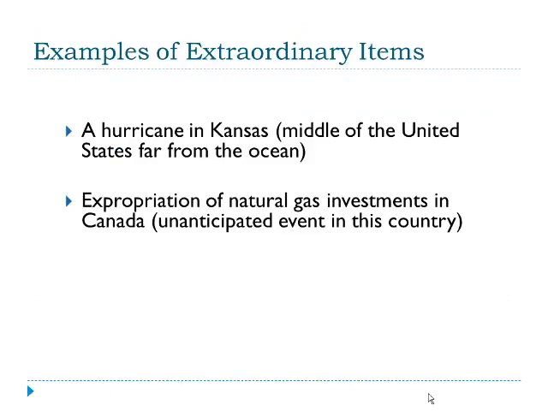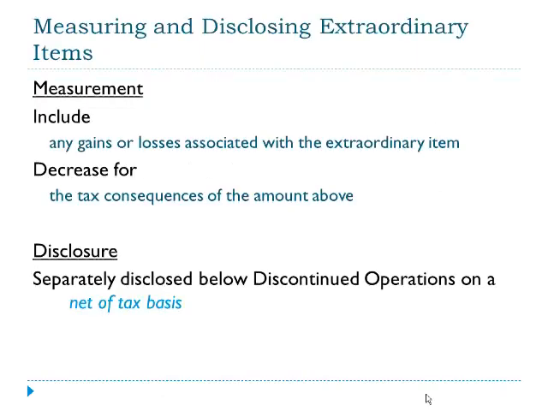Examples of extraordinary items would include a hurricane in Kansas, in the middle of the United States, far from the ocean. On the other hand, a tornado in Kansas would not be extraordinary at all. Or something like an expropriation of natural gas investments in Canada. This would be an unanticipated event that we would not expect to happen in Canada, even though this sort of thing has happened in other countries.